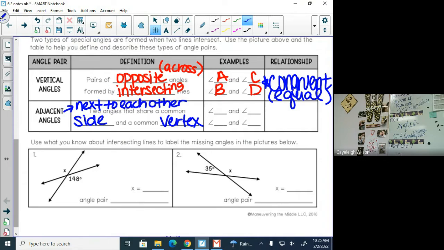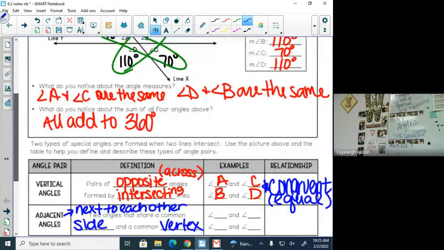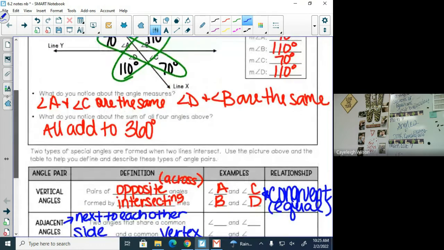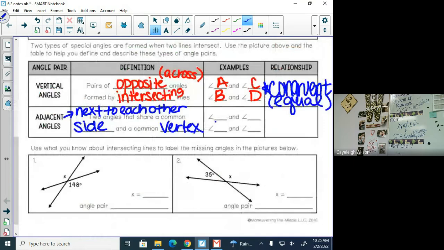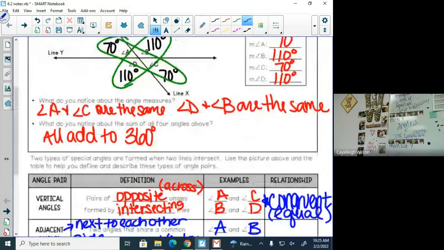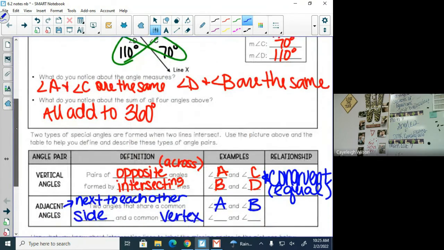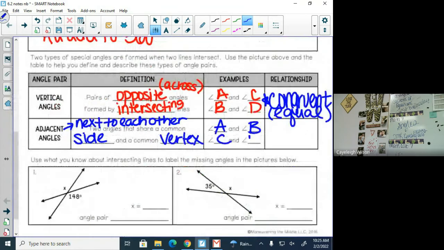So looking at the picture out here at the top, can anybody tell me two angles that are next to each other? A and B. A and B are next to each other. C and D. A and B, C and D, A and D, B and C. So all the ones that are directly next to each other.